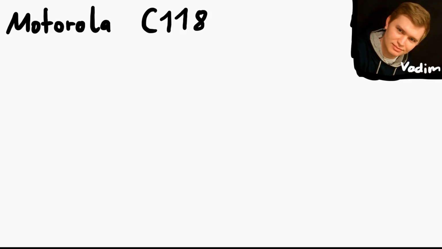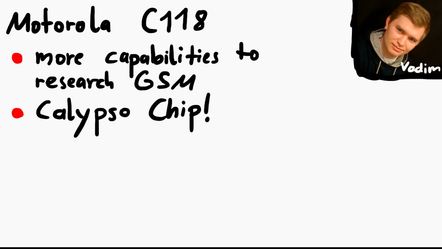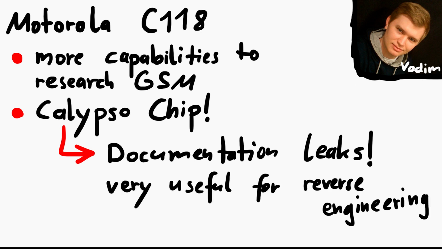Unlike network monitor-enabled Nokia devices, some old Motorola phones can give you much more capabilities to play with GSM in practice. I'm talking about the phones based on Calypso chipset. Some time ago, the private documentation for the Calypso baseband, including both register and hardware definition, was leaked onto a public forum by some unknown persons. This leak has made it easier to reverse engineer the firmware of Calypso-based phones like Motorola C123.